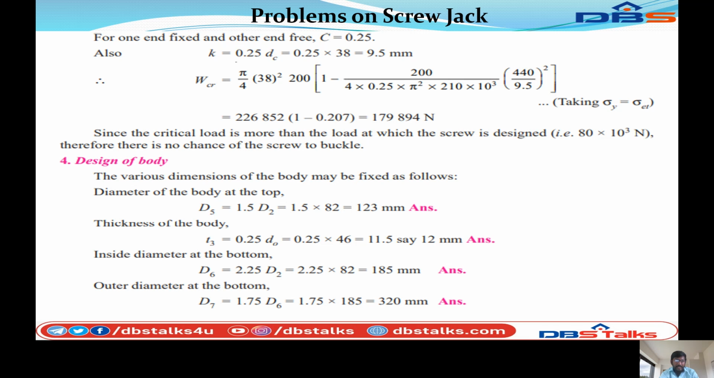The thickness of the body T3 is equal to 0.25 into D0, that is equal to 0.25 into 46, that is equal to 11.5. This will be rounded to 12 mm. The inside diameter at the bottom D6 is equal to 2.25 into D2, that is equal to 2.25 into 82, that is equal to 185 mm. Outside diameter of the bottom D7 is equal to 1.75 into D6, that is equal to 1.75 into 185, that is equal to 320 mm.